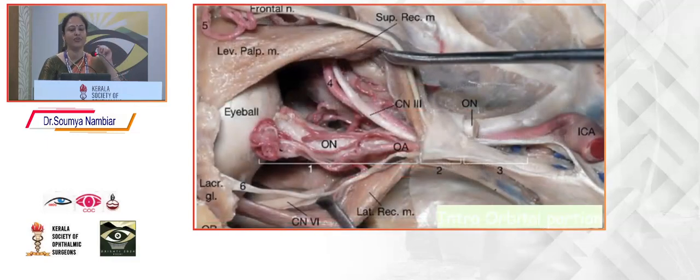To give you a picture, this is a cadaveric dissection. You can see how the optic nerve is. That's the eyeball, which you can see. I don't know if you can see my pointer. You can see the optic nerve and the vessels around it. You can see cranial nerve 3, the 6, and the muscles. Any infection, any mass in these areas can lead to compression.